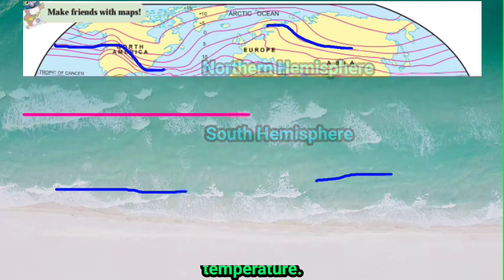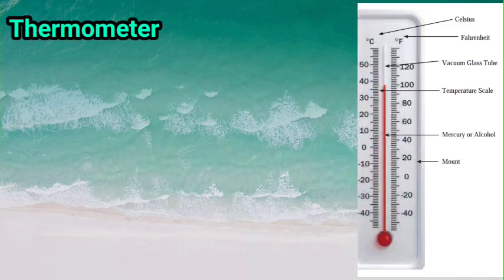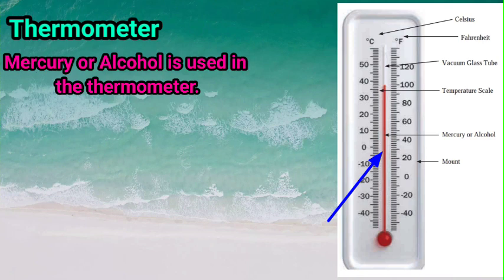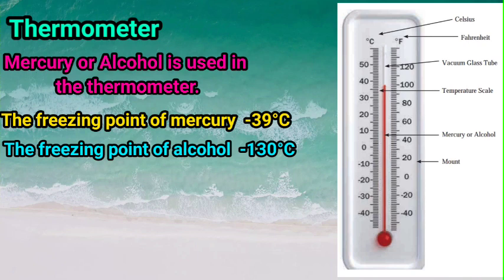Let's see about the thermometer. So children, there are different types of thermometers which are used for measuring the temperature of the air. Mercury or alcohol is used in a thermometer. The freezing point of mercury is minus 39 degrees Celsius, whereas that of alcohol is minus 130 degrees Celsius. These materials are highly sensitive to temperature variation. Therefore, variation in temperature from minus 30 degrees Celsius to 55 degrees Celsius can easily be observed with the help of this material.